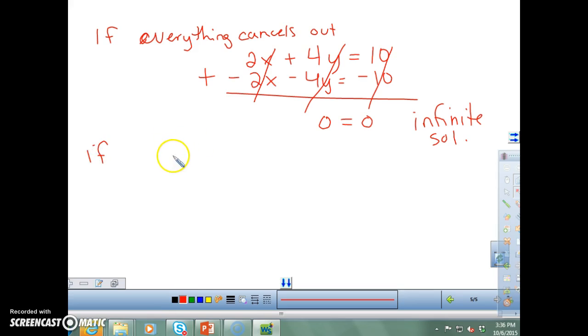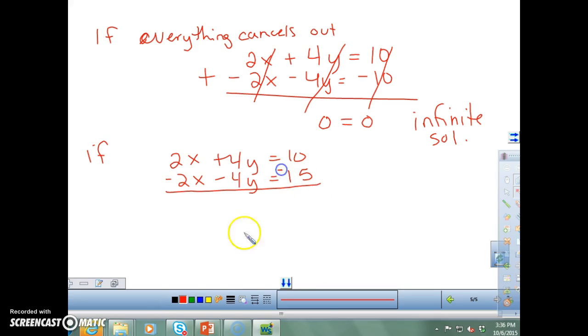If you get something that looks like this, let's say you get down to here and you add these together, so that cancels, that makes 0, and then over here you get some kind of number. Does 0 equal negative 5? No. This would be no solution. So that's the difference in how those are going to look.